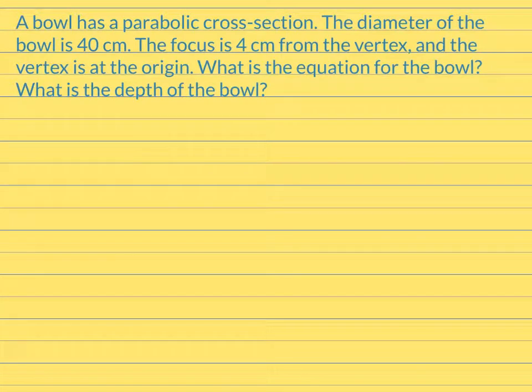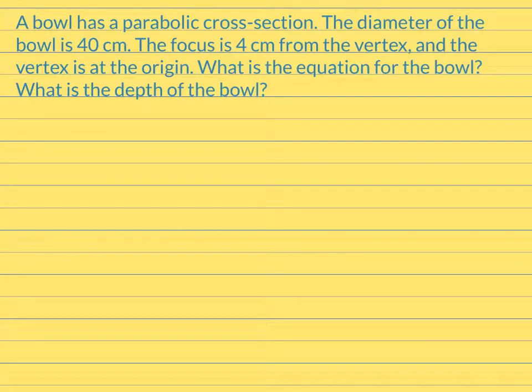For our final example, we're going to do a word problem. A bowl has a parabolic cross-section. The diameter of the bowl is 40 centimeters. The focus is 4 centimeters from the vertex, and the vertex is at the origin. What is the equation for the bowl, and what is the depth of the bowl?